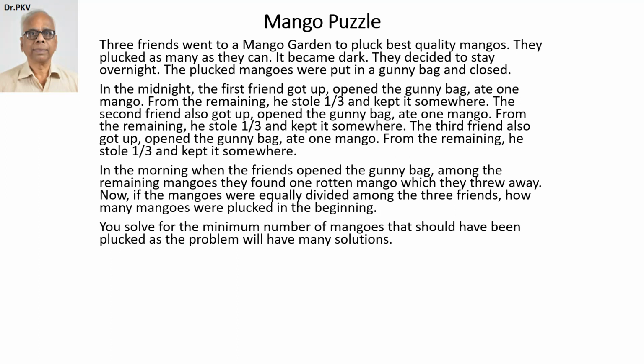How do you solve this problem? In the end, when the mangoes were shared equally after throwing the rotten mango, that means we are assuming they are integers and you do not have a fraction. Each person got an integer number of mangoes. And therefore, in the beginning also, they should have plucked only an integer number of mangoes. No fraction is allowed as sharing. We will assume that. So we need an integer solution. So now let's look at the algorithm.